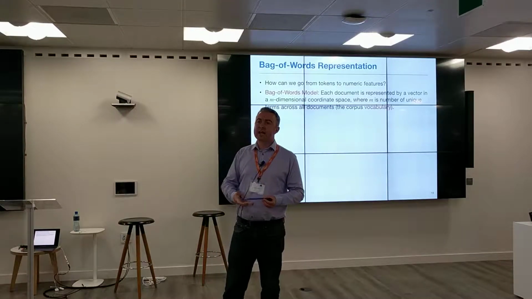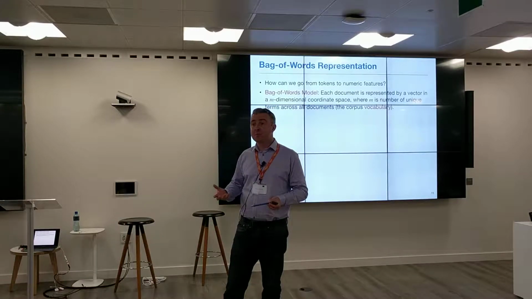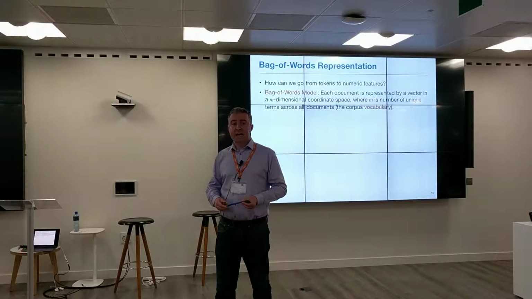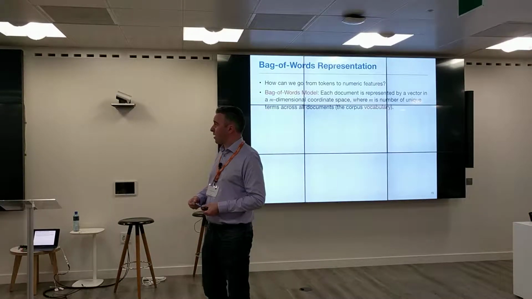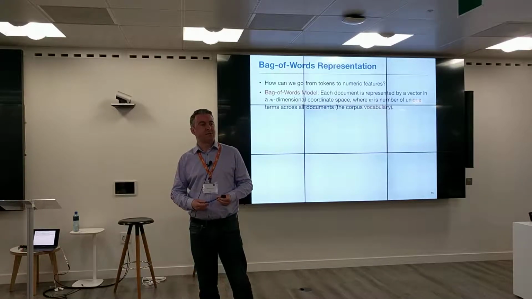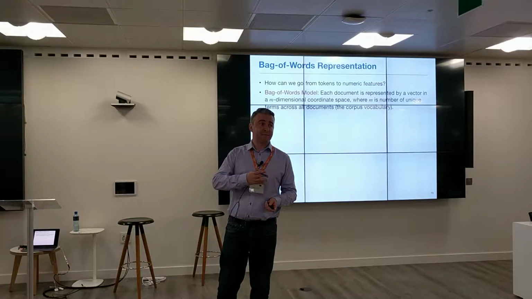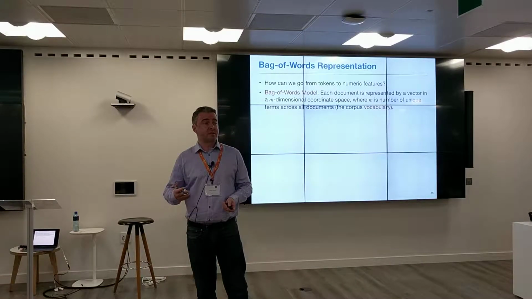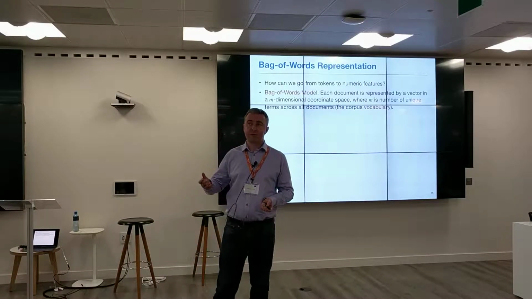So the question then is, how do you go from these tokens in your text to some kind of numeric representation that your machine learning algorithm can work with? And probably quite a few of you have come across the idea of the bag of words model. So this is the standard approach for numerically representing text. So basically each document is represented by a vector. That vector has m dimensions, and m corresponds to the number of unique terms or words in your corpus vocabulary.